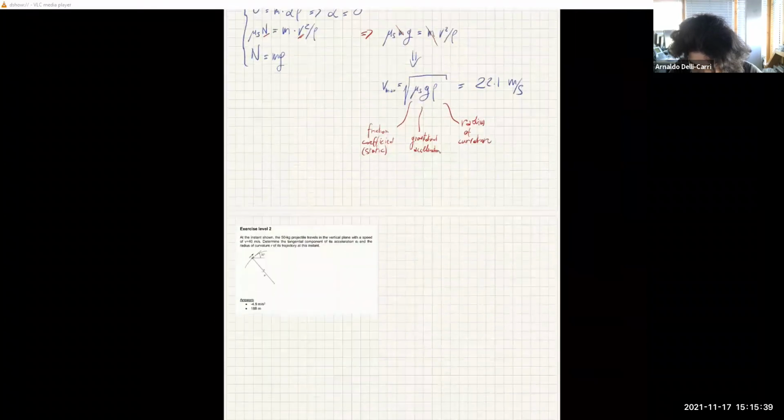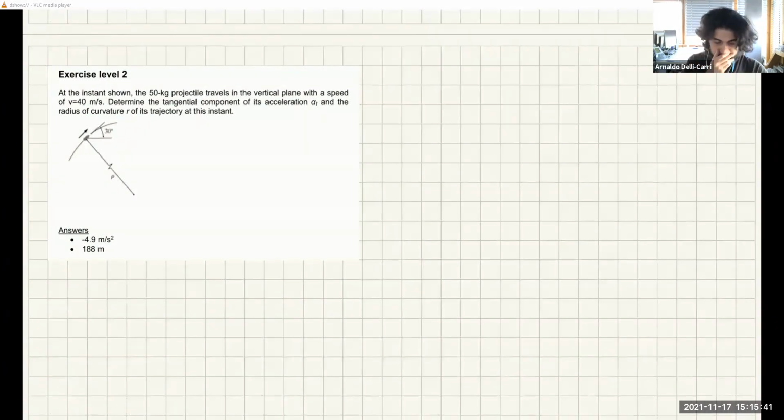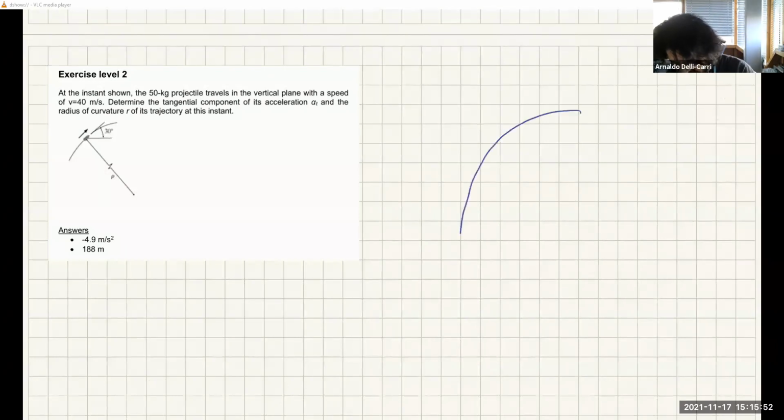All right, now let's solve exercise level 2. We have a 50 kilogram projectile traveling in a vertical plane with a speed of 40 meters per second. So we know this is the path. Again, we don't care about the path itself, because we know that at this instant of time, at this point here, where the bullet is, it's traveling with a certain speed, v, of 40 meters per second.